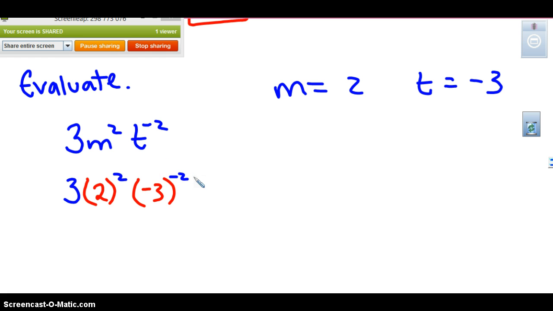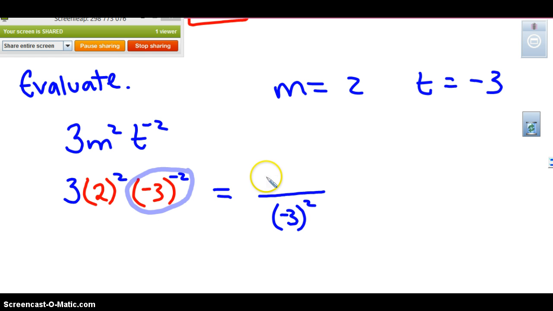So now I have a negative exponent, right? I need to make my negative exponent positive. So what would be my next step? What is the negative exponent here? Negative 2. So that means that negative 3 raised to the negative 2 power would go where? Denominator. So that means negative 3 squared. So now it's positive, right? What about 3 times 2 squared? Where does that go? In the numerator.